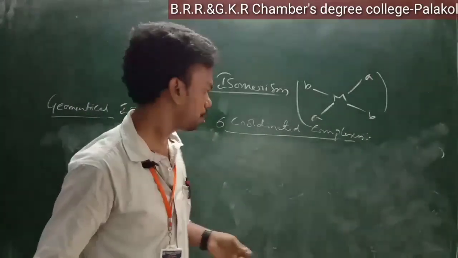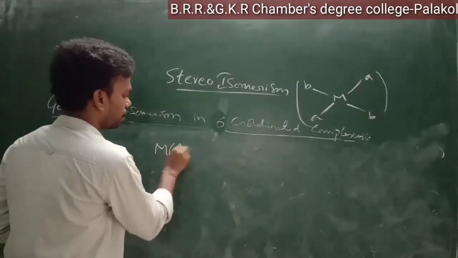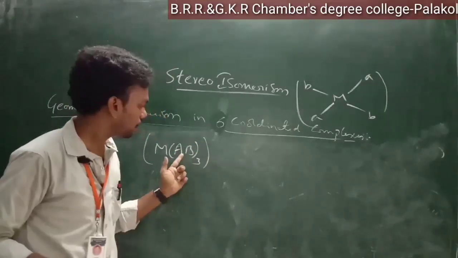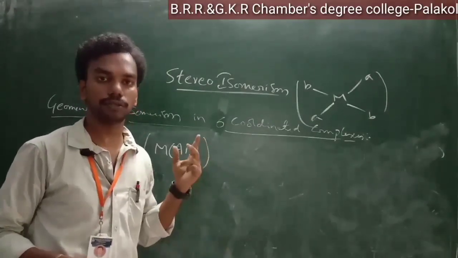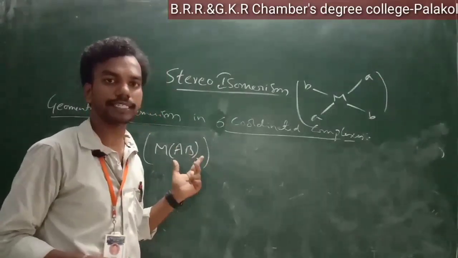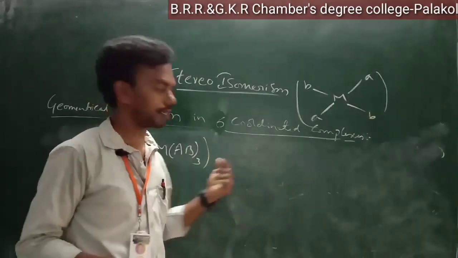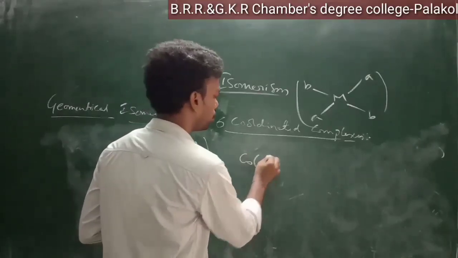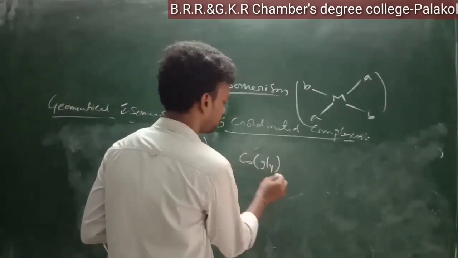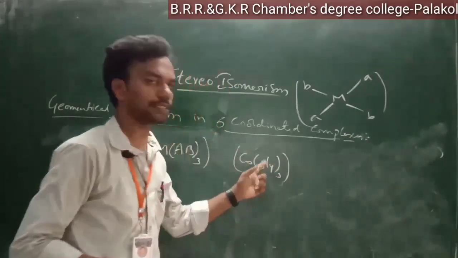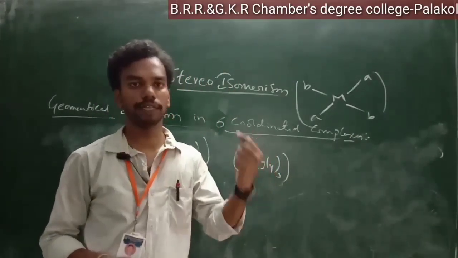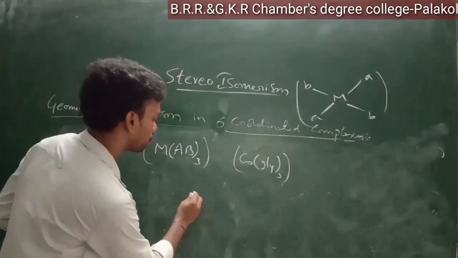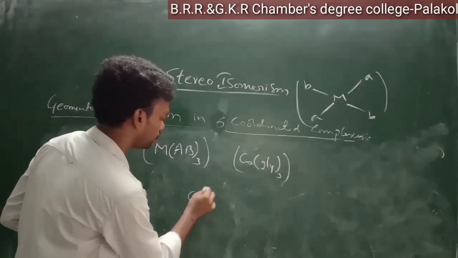If you take another example like M(AB)3, that means here three bidentate ligands, but those bidentate ligands having different donor sites. What is the example? I told you, glycine. So here example Co(gly)3. So glycine, you are having one negative charge. Here cobalt is +3 oxidation state. Okay.